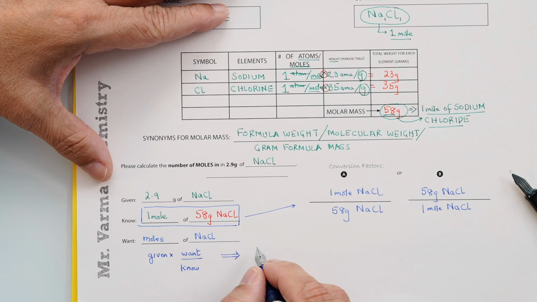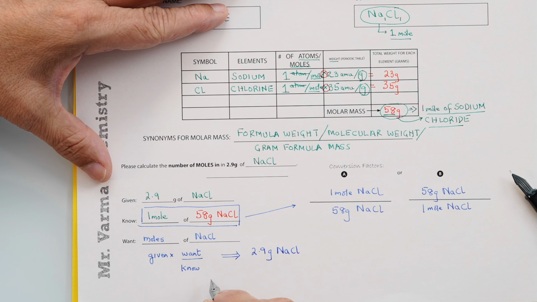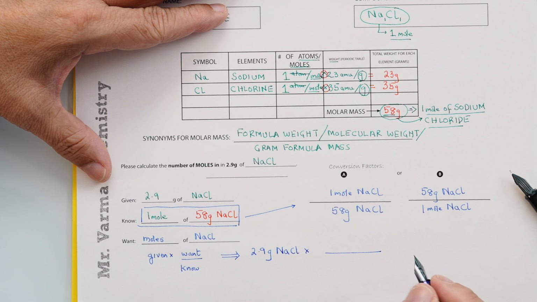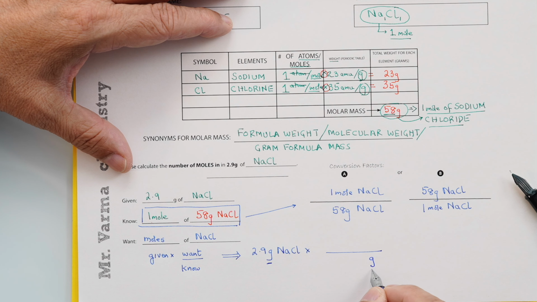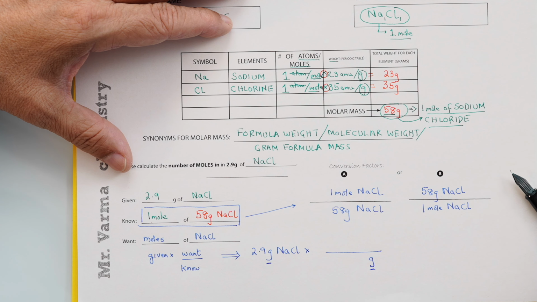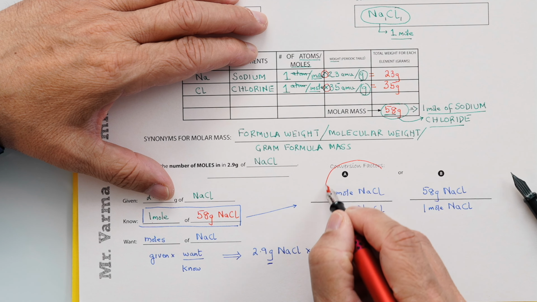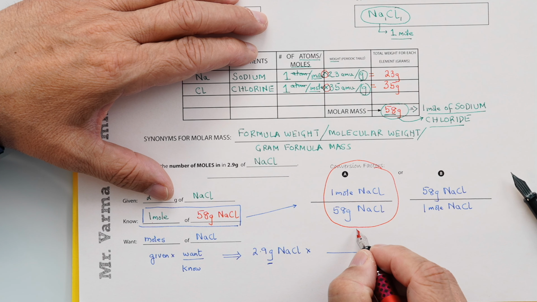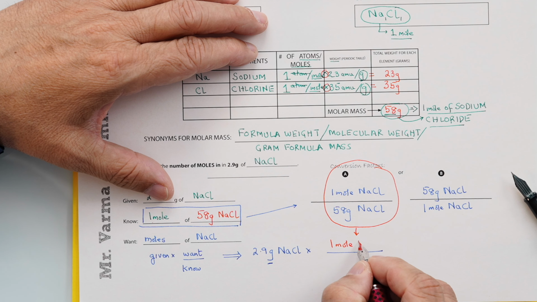your given is nothing but 2.9 grams NaCl. And what you absolutely need to remember is that this unit needs to show up in the denominator. This is what you're looking for. And it turns out that conversion factor A fits the bill. So we're going to copy this down here. 1 mole NaCl is 58 grams NaCl.